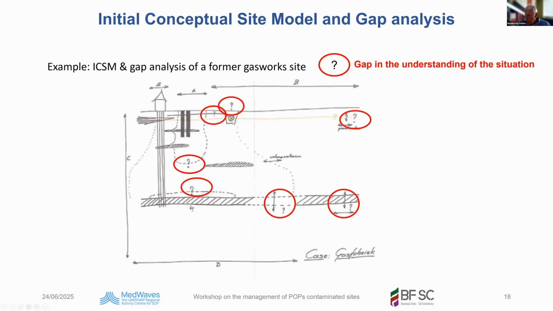Is the sewer a source of contamination, or is the sewer a migration pathway of the contamination? Or both? How deep has the contamination migrated into the soil? Is this layer interrupted?